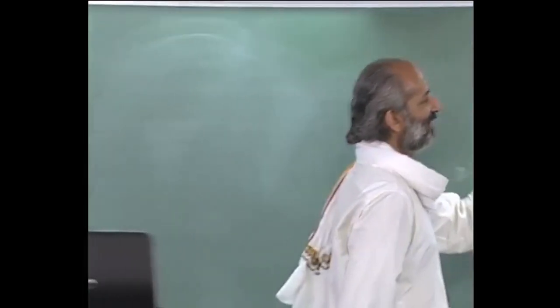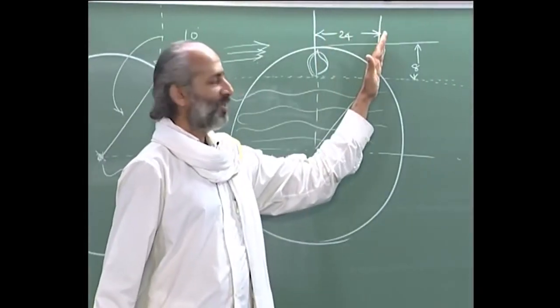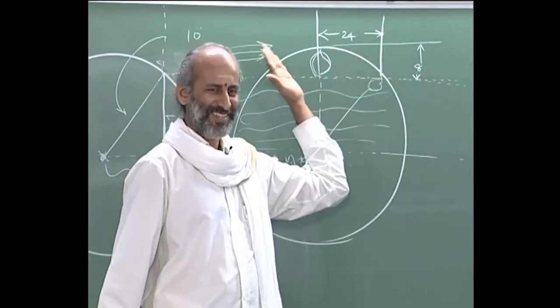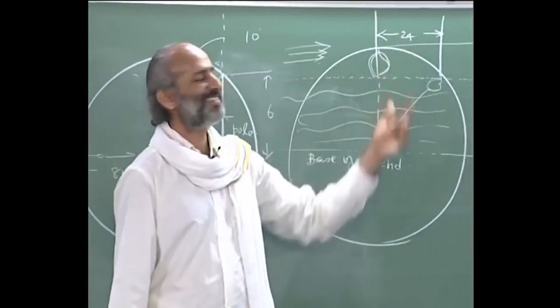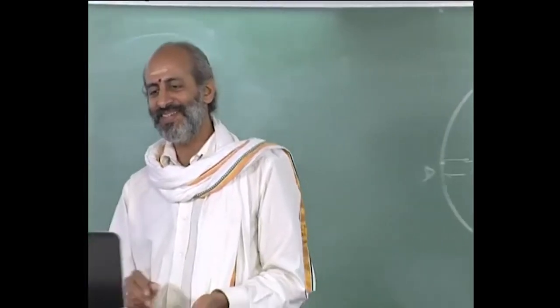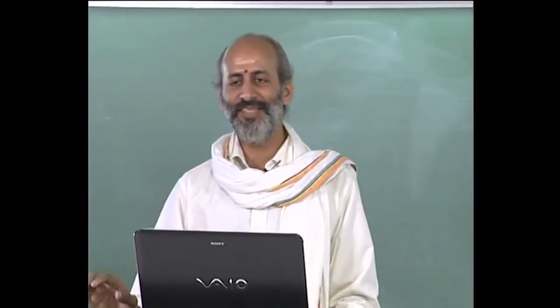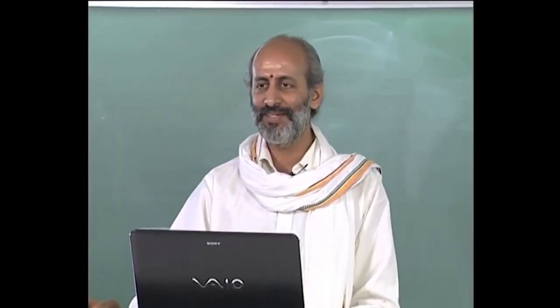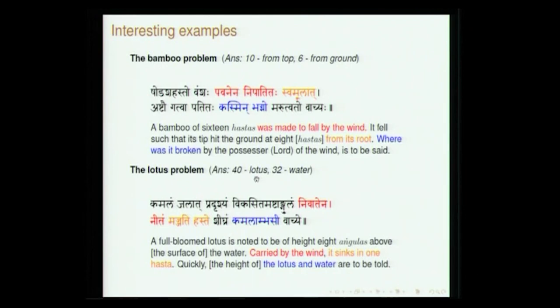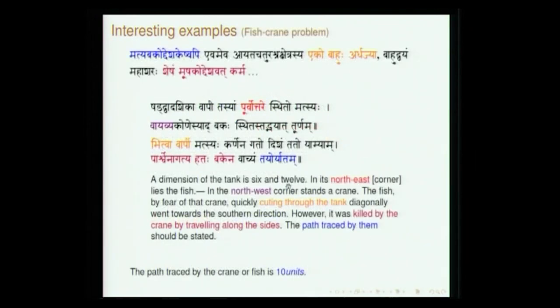So etat hasta dure majjati, 24. So this distance is 24. Majjati haste, so he says kamalam bhasi vache, you have to quickly tell me what is the height of the kamala and what is the height of the water. So the answer you can easily see is 40 and 32, everything is based on the same principle. Okay, finally quickly, let us see one more problem and then I will proceed further.